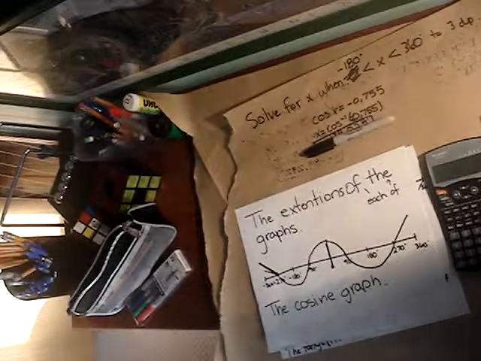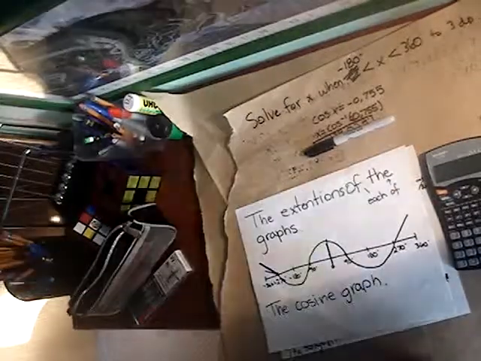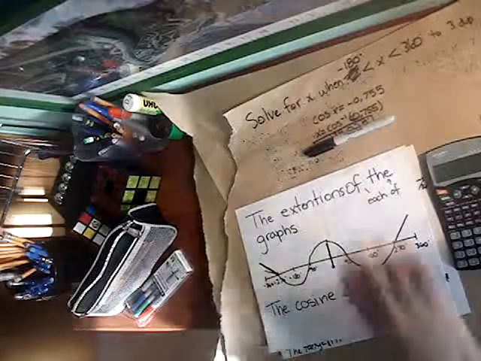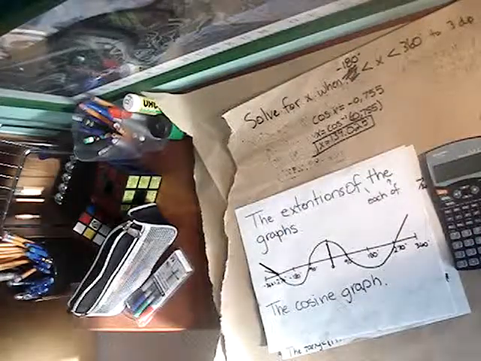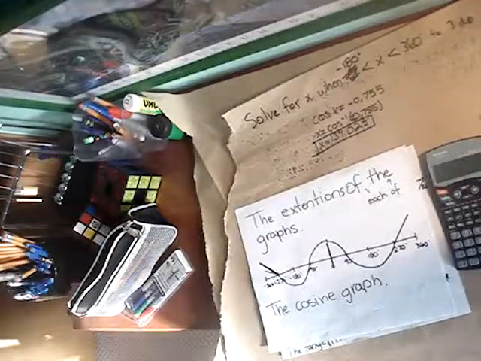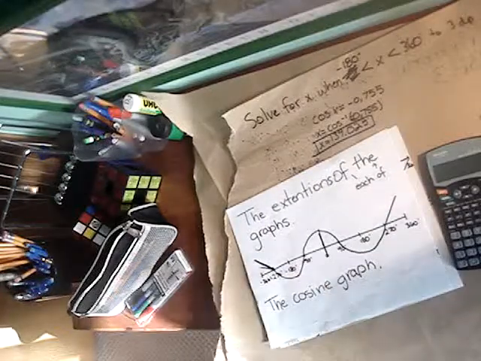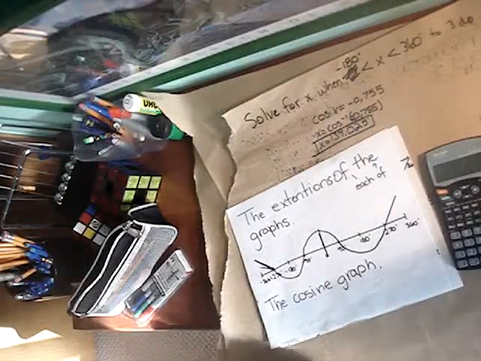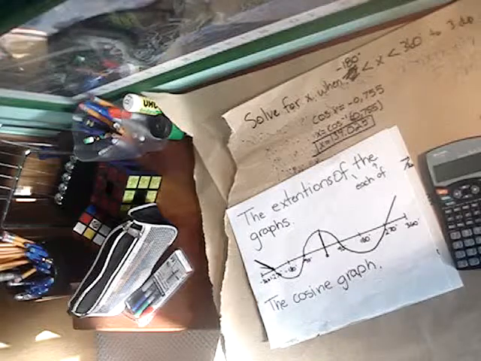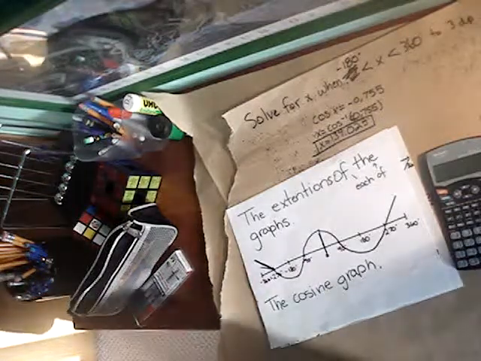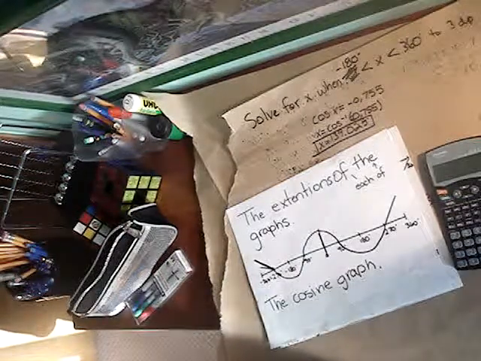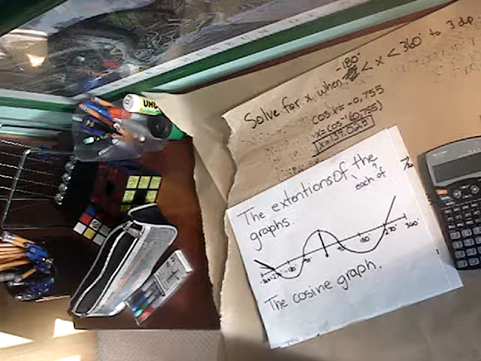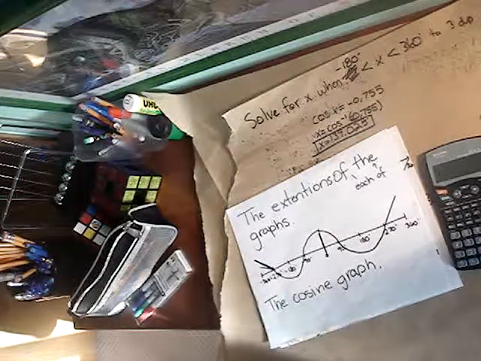Hey there, and welcome to the fourth part of basic trigonometry. If you haven't seen the other three parts, please do go back because things do get somewhat more complicated in this part. Okay, this time we're looking at the extensions of each of the ratio graphs. By ratio I mean sine, cosine, tangent.